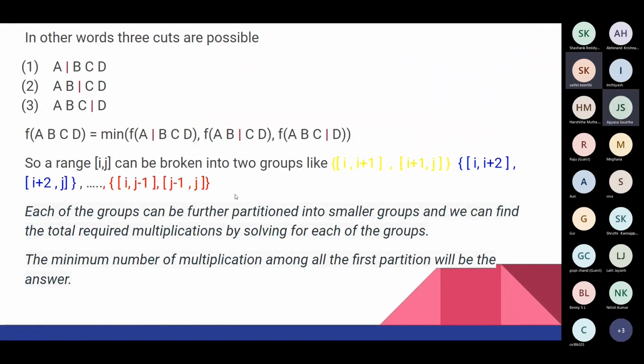So this range can be broken into 2 groups, and then these groups can just take the first yellow color group. This group can be further divided into smaller groups until you get only 1 matrix, whose cost of multiplication will be 0. And then you will just combine all these solutions and find the minimum number of multiplications, and that will give you the answer.